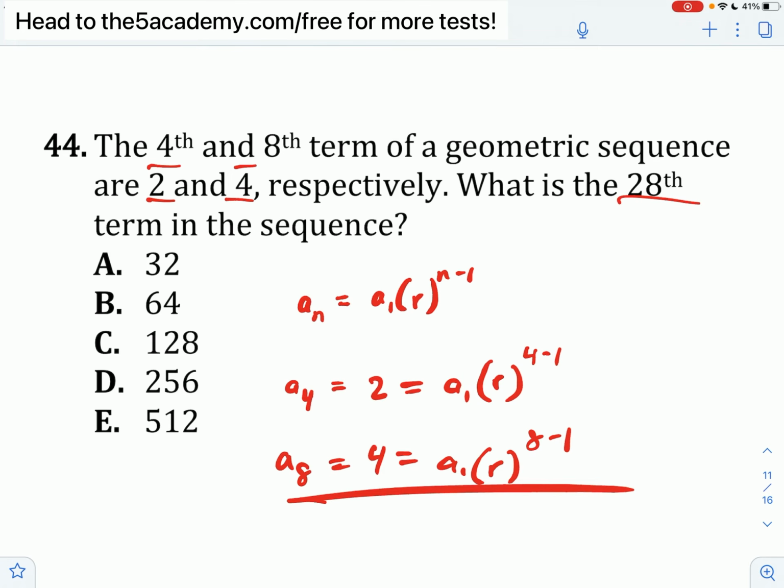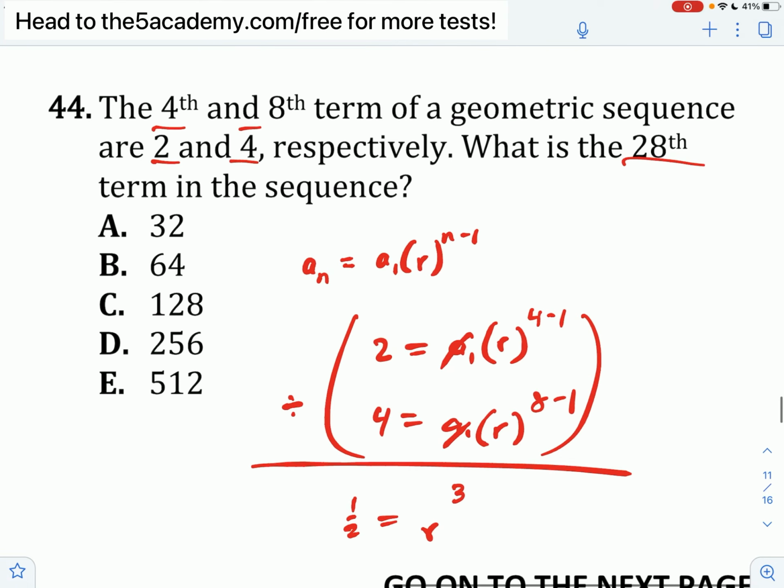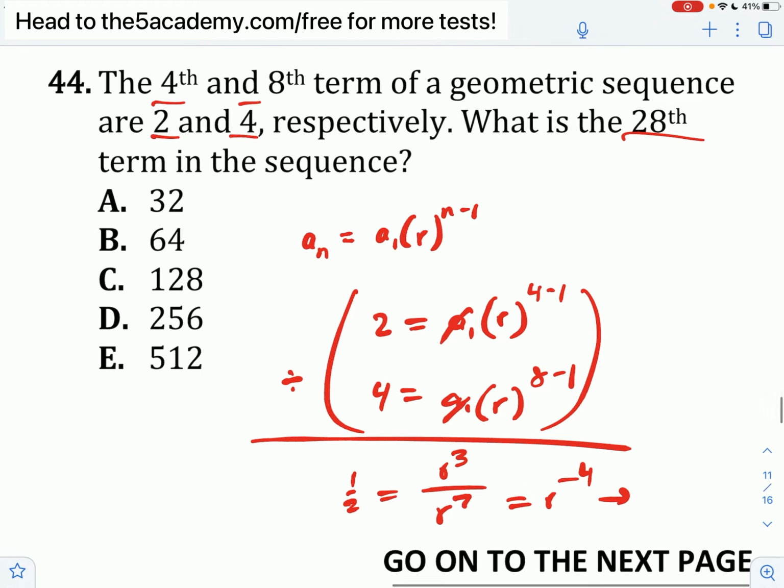If I divide one equation by the other, let's divide the first equation by the second. Doing division, we get half equals, these cancel, r to the third over r to the 7th, or essentially r to the negative 4. So half equals r to the negative 4 equals 1 over r to the 4th equals 1 half. That means r to the 4th equals 2.